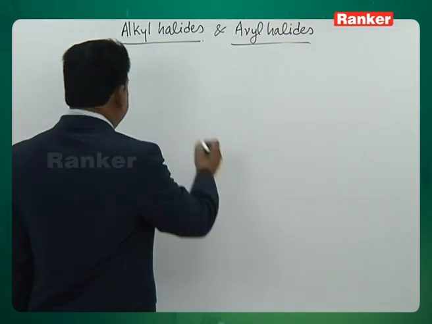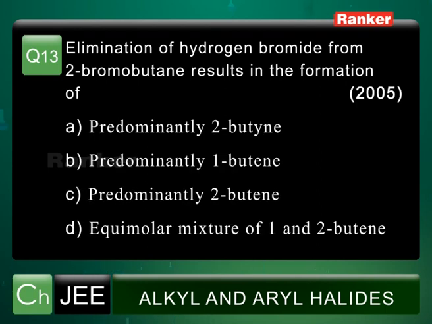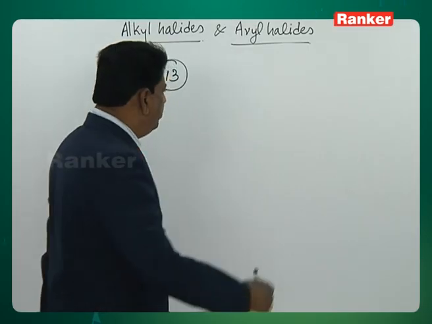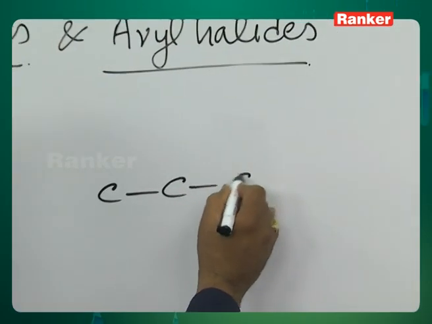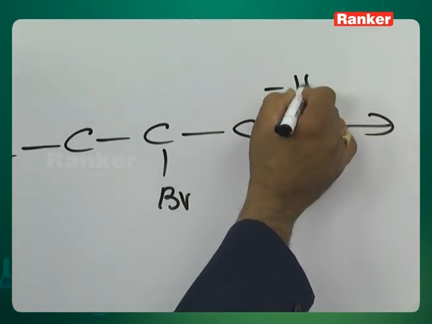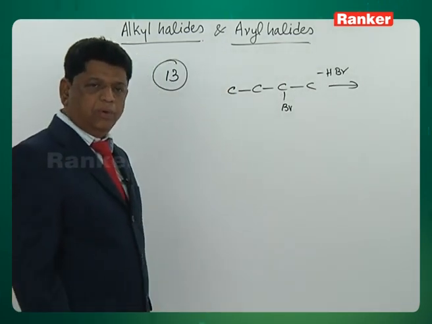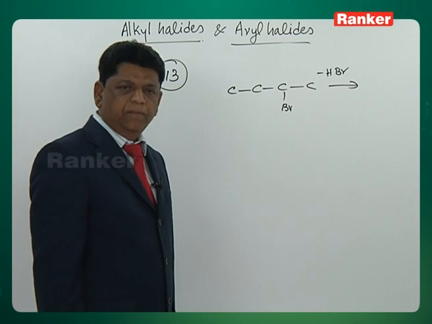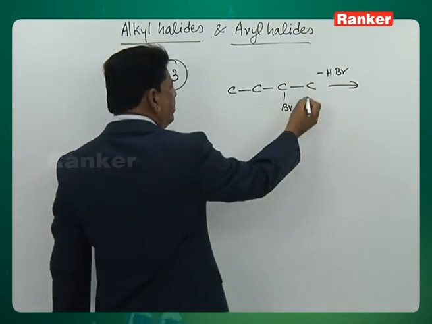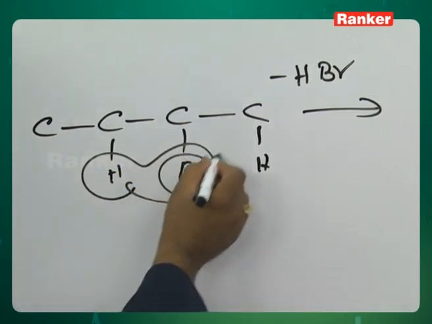So let's go to the next question, the 13th question. The elimination of hydrogen bromide from 2-bromobutane results in the formation of... So 2-bromobutane means we have a bromine here and we are eliminating HBr, that is, hydrogen bromide is eliminated, dehydrobromination. So in this reaction we have hydrogen from that side as well as this side. So either of these two can be eliminated.